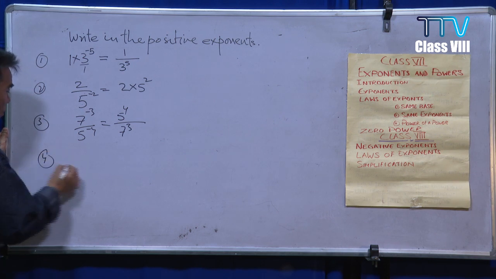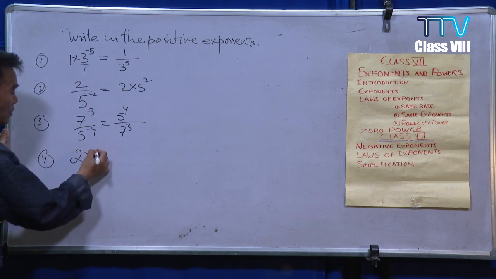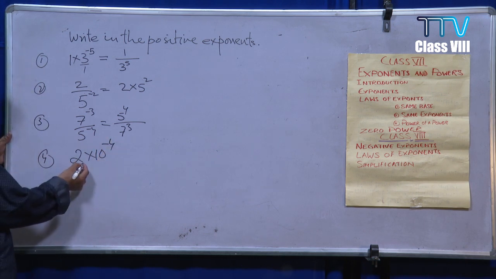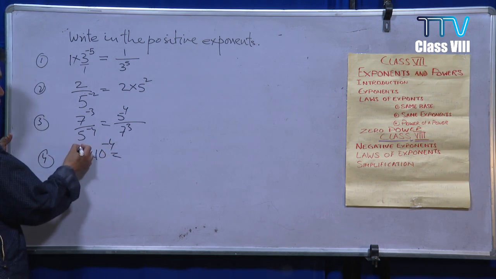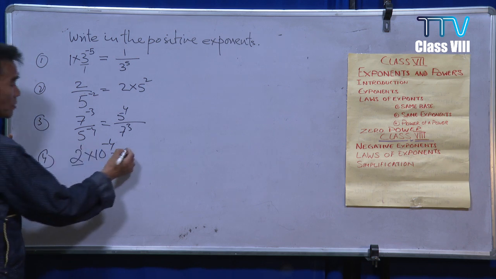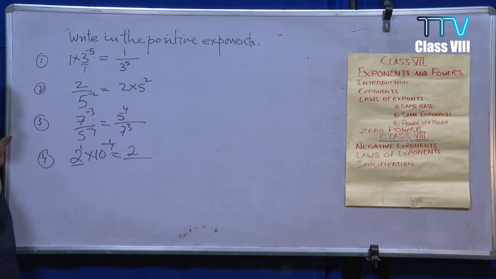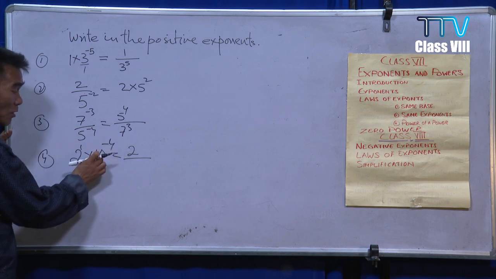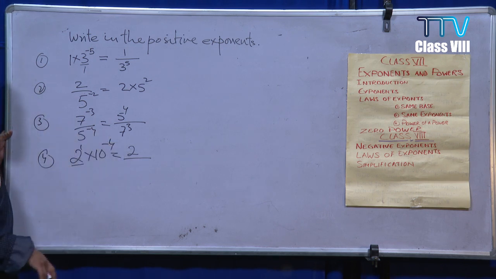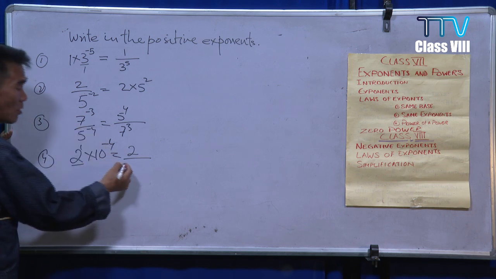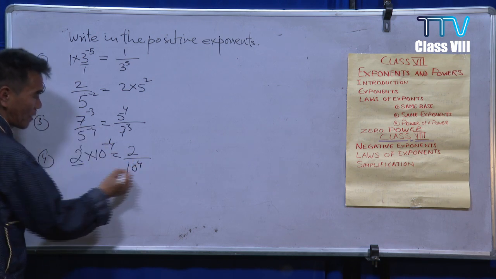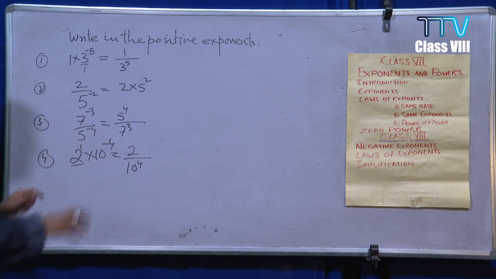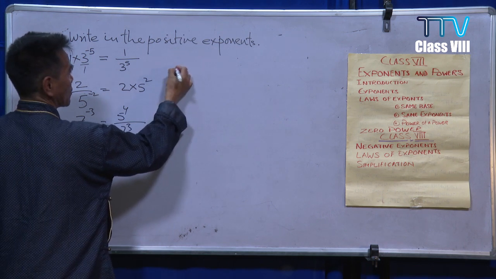Example: 2 multiply by 10 raised to power negative 4. The power negative changes to power 4, and negative changes to positive. Example, continue.